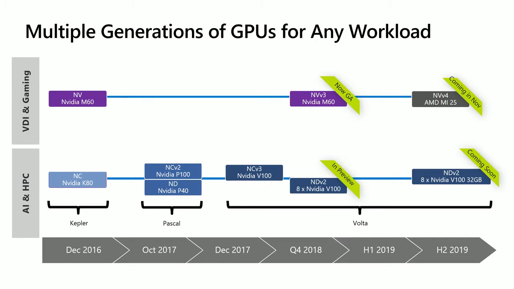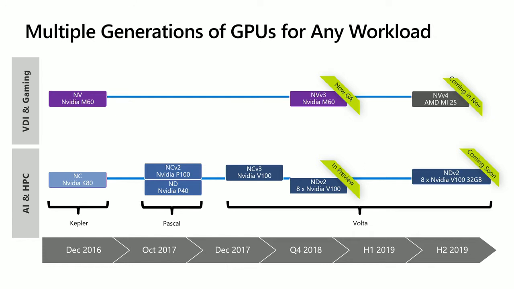So we've been doing this for a while. We have, on the left, our first set of offerings. And we have, again, two tracks, the VDI track, the desktop track, and the AI and the high-performance compute track. We started these all the way back in December 2016, when GPUs were fairly new to the cloud. So we started with the M60. That's a Maxwell generation NVIDIA GPU, and the K80 on the compute side, the Kepler.